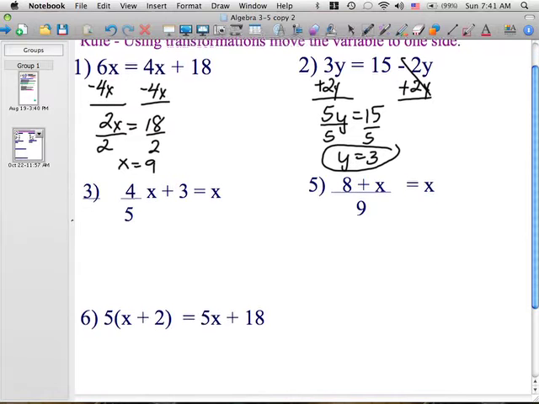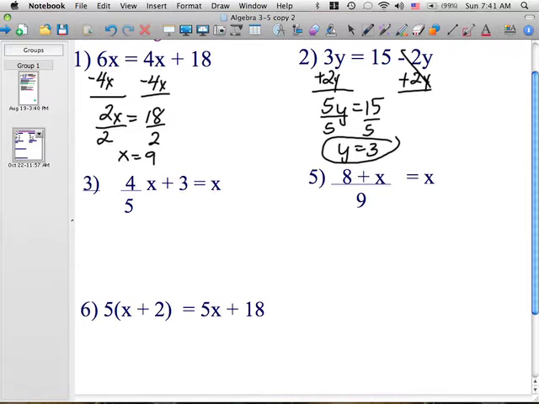The next example is a two-step problem, but it has an x on the other side, and instead of subtracting 4/5 x from both sides, I'm going to eliminate the fraction by multiplying by the denominator 5. So we can get rid of the fraction, because 5 times 4/5 x, the 5 will cancel out, leaving me 4x. And now don't forget to multiply the 3 by the 5. That's the distributive property. So we get 15 equals 5x.